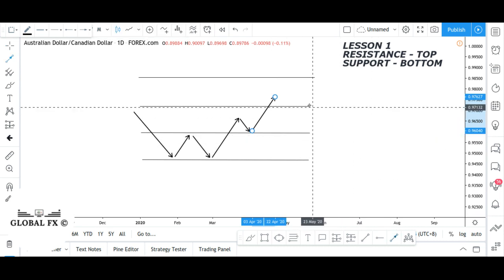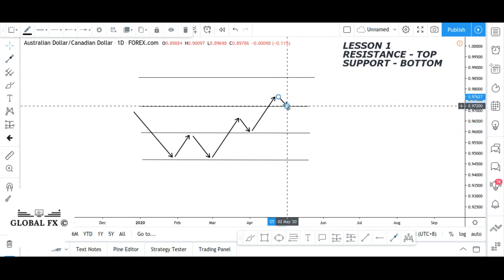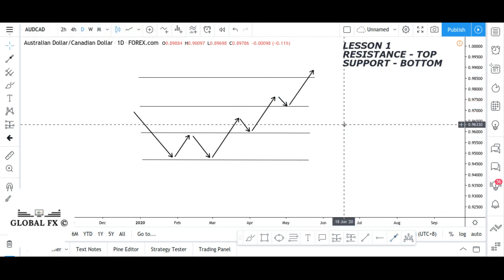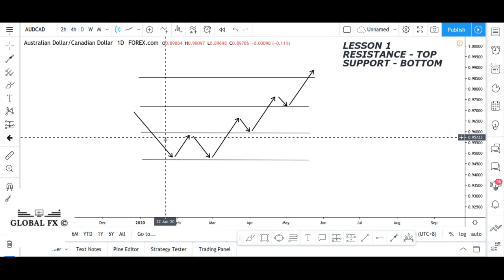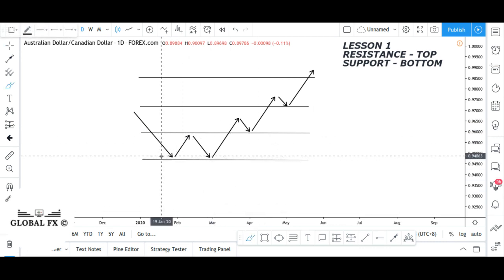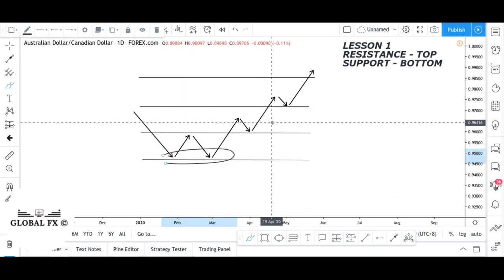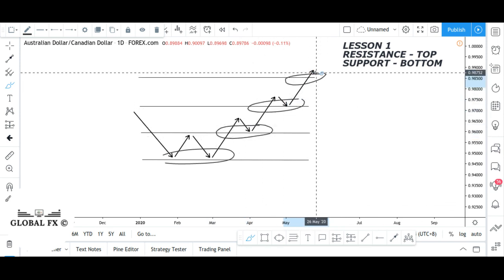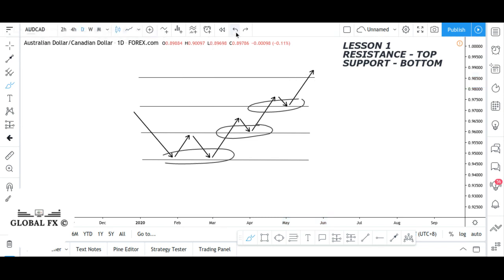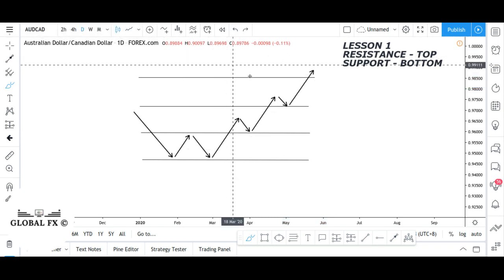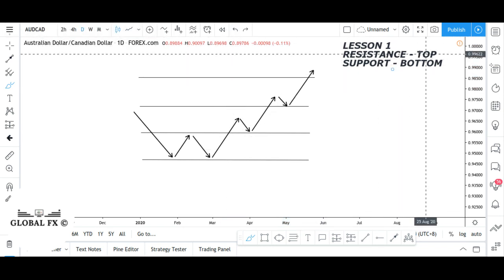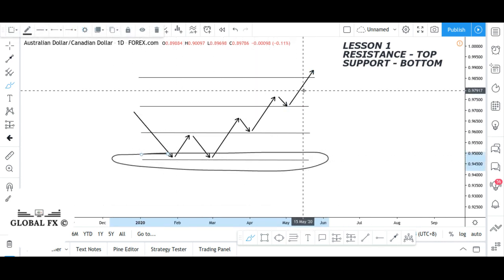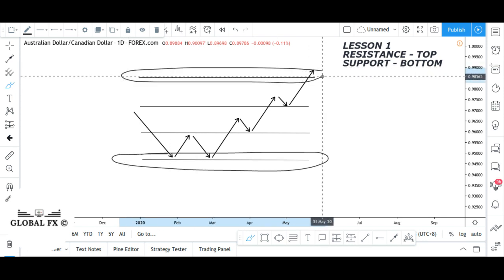This is how the forex market works day in and day out. It moves in waves, and this is how it's easy to profit from the market. Because why? We need to find these support and resistance areas in order for us to enter the market correctly and efficiently and to make profits off the forex market. So I hope you guys understand that the bottom is always support and the top is always resistance.